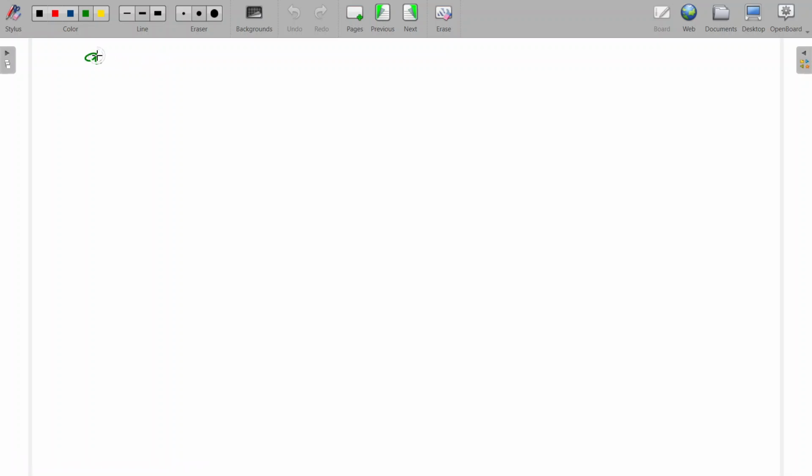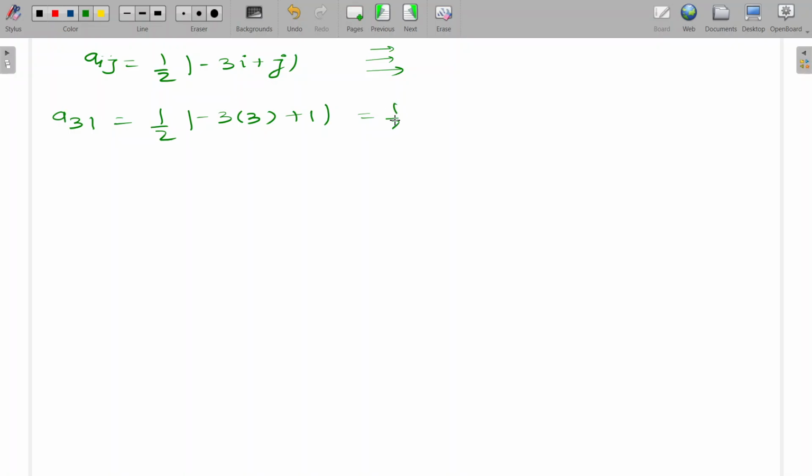Aij is half of mod of minus 3i plus j. First two rows we have done. Let's calculate the third row. A31 is half of minus 3 into 3 plus 1. So it's minus 9 plus 1, which is minus 8. Mod of minus 8 is 8. So half of 8 is 4.